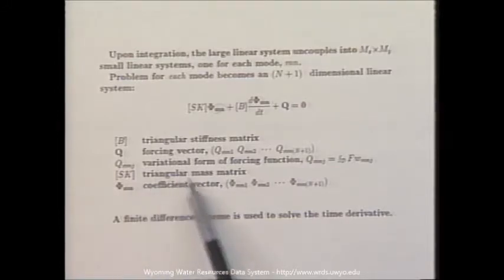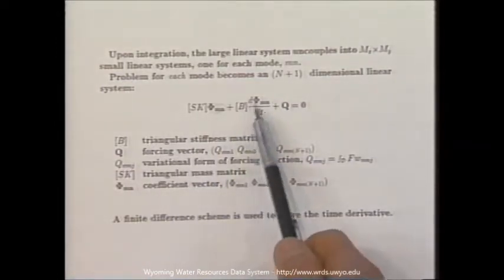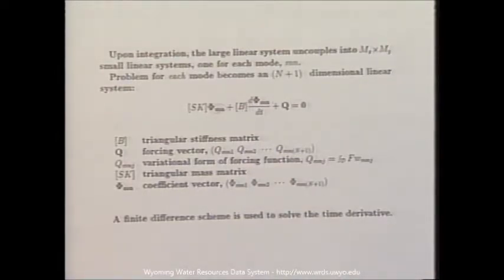S is the triangular mass matrix. It's triangular in this case because of the nature of the hydraulic conductivity, since we use step functions in Z. And we also use linear interpolation in Z. And you end up with a nice tridiagonal matrix. B is the stiffness matrix. It's also tridiagonal. A finite difference scheme is used to solve the time derivative as we start marching through time.